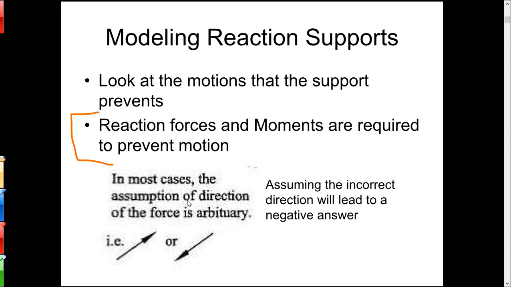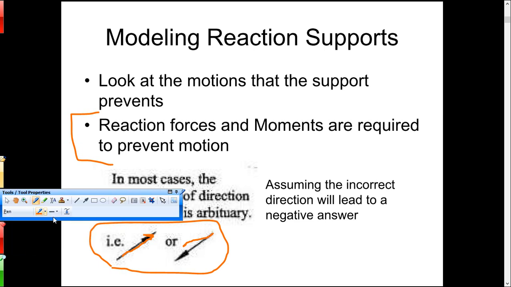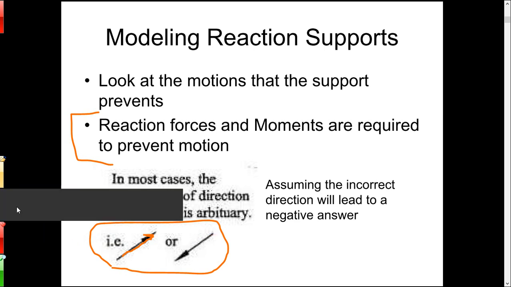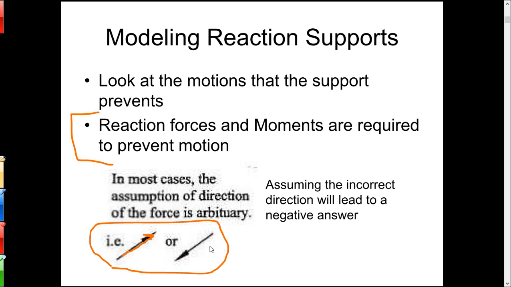Now, in most cases, the assumption of direction of the force is somewhat arbitrary. As long as you have the line of action right, as long as you have the angle at which the force acts right, you could assume in this case up right or down left, as long as you're both on the same line, and that's the correct line. Having a little trouble with my pen there. There we go. So as long as you do that, you're fine.